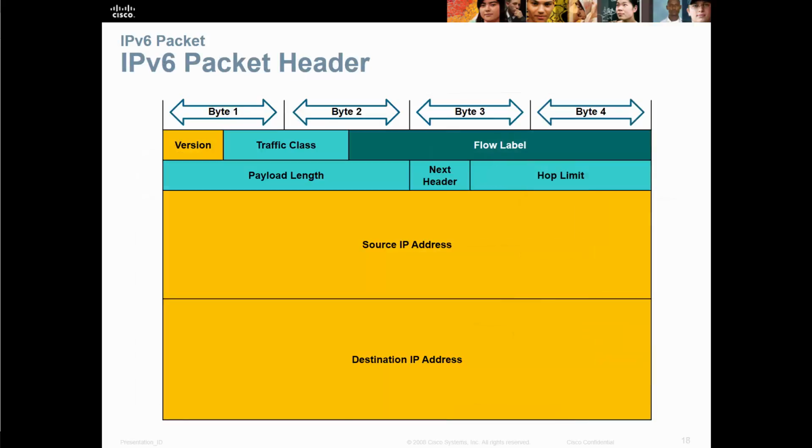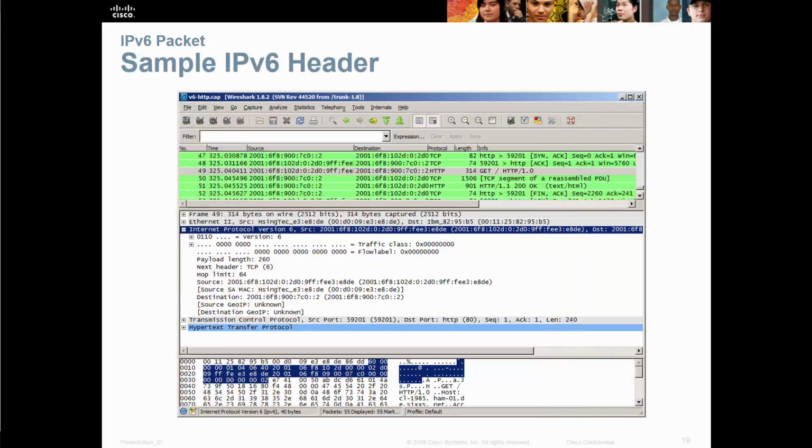So again, we break this up into 4 byte sections, and our version and traffic class, all of this can be decoded from a packet capture. And here we have our IP version 6 header, where it lists our version, our traffic class, our flow label, our payload. I mean, everything that we need.